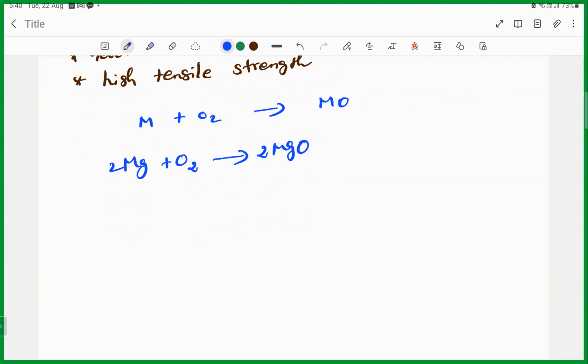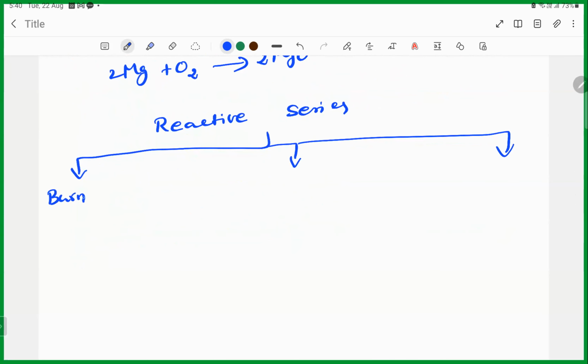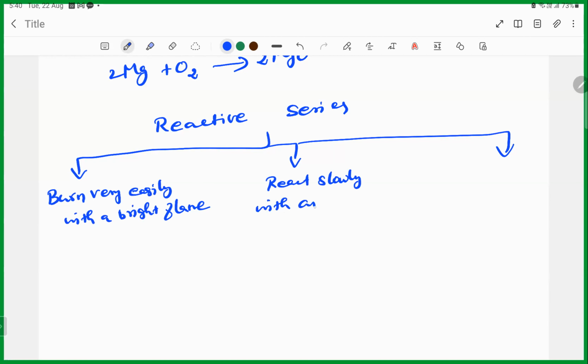we are classifying into the reactivity series. In the reactivity series, number 1: burn very easily with air with a bright flame; react slowly with air when heated; and then no reaction with oxygen.